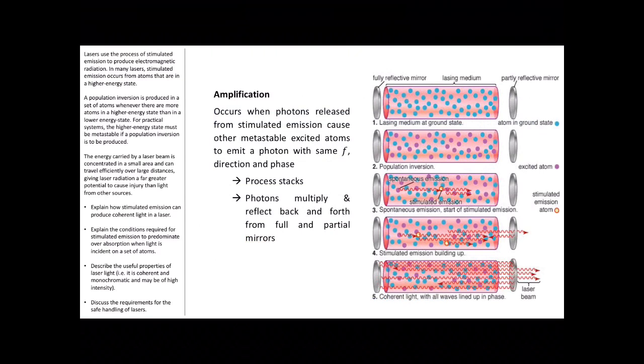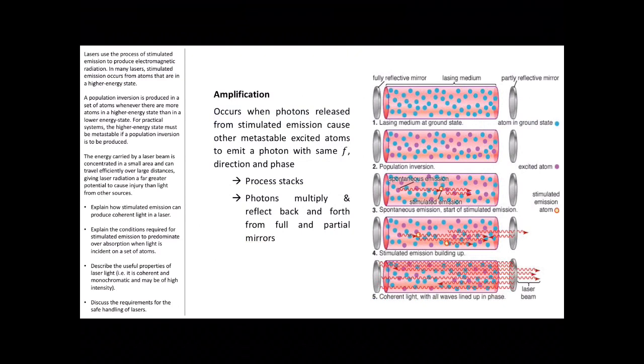Amplification occurs when photons released from stimulated emission cause other metastable excited atoms to emit a photon with the same frequency, direction, and phase. So the waves will be coherent. This process stacks, so photons that have been emitted as a result of stimulated emission can then go on and cause stimulated emission in other excited atoms, and then more photons will be emitted, and so on and so forth. The photons multiply, and they also reflect back and forth from the full and partial mirrors, so you get a bit of constructive interference as well as lots of stimulated emission occurring.